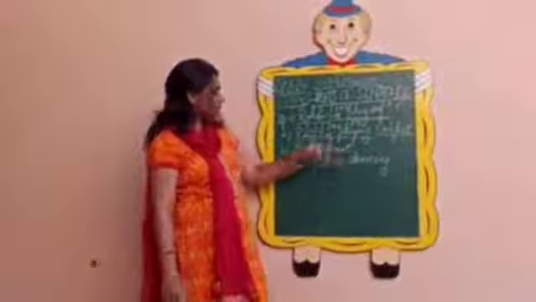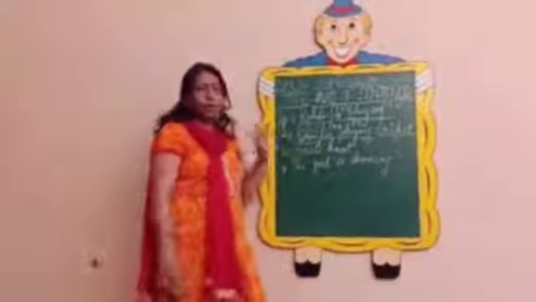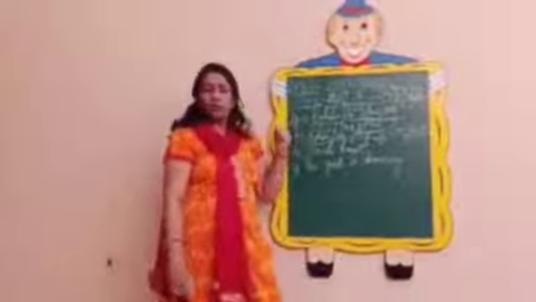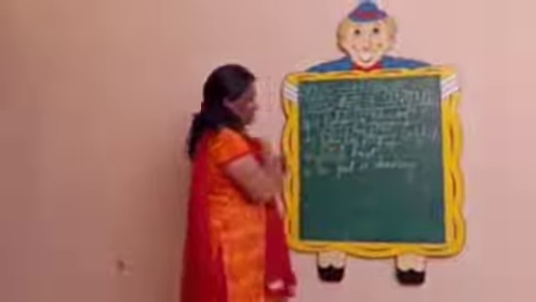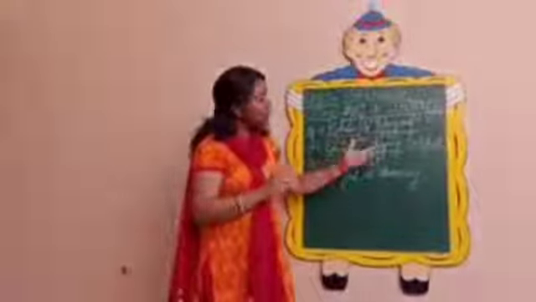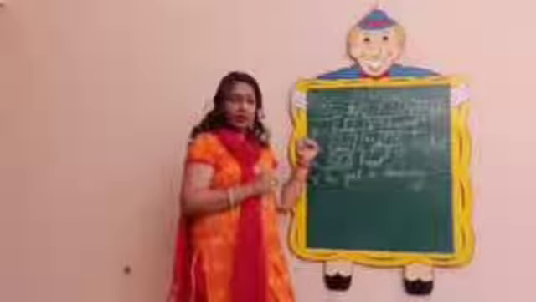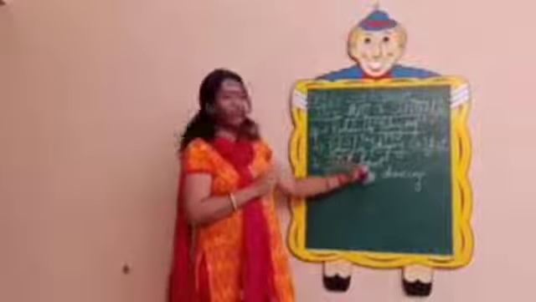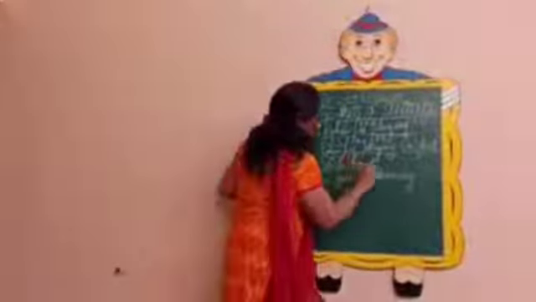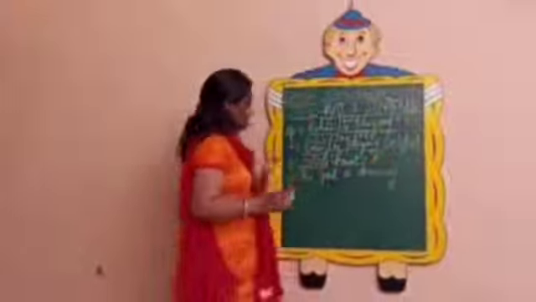Next example, owls hoot. Now, who is doing the work of hooting here? Owls. So owls is the subject. And what is the work that owls are doing? They are hooting. So the information that we have about owls is that they are hooting. So it is a predicate.